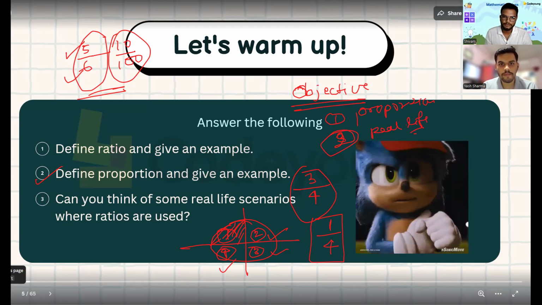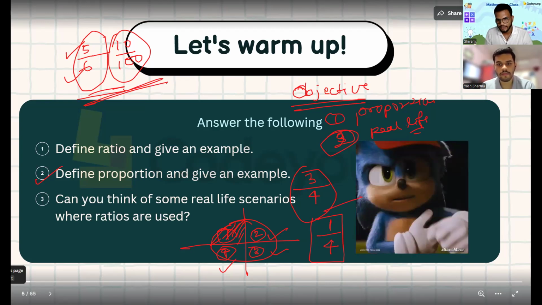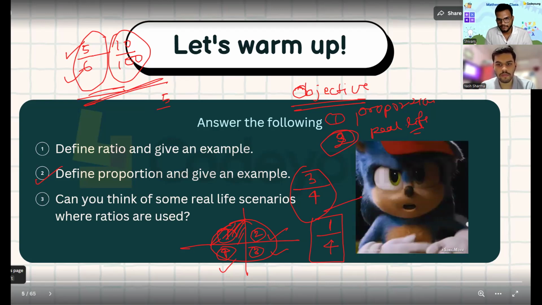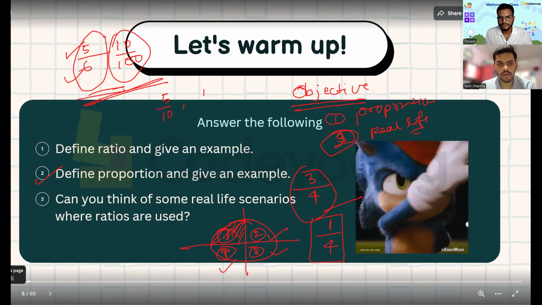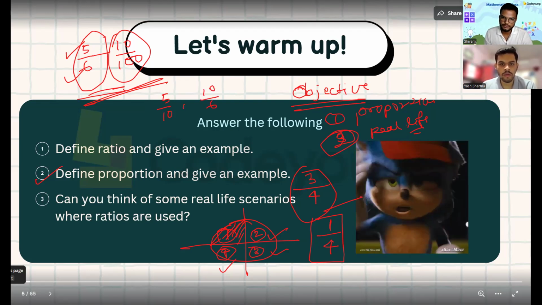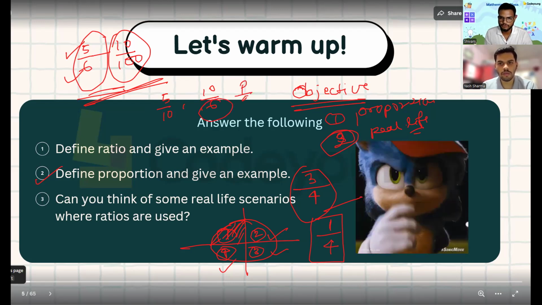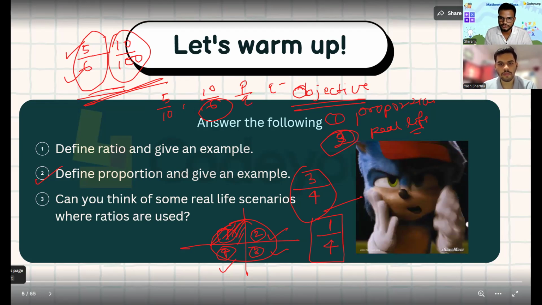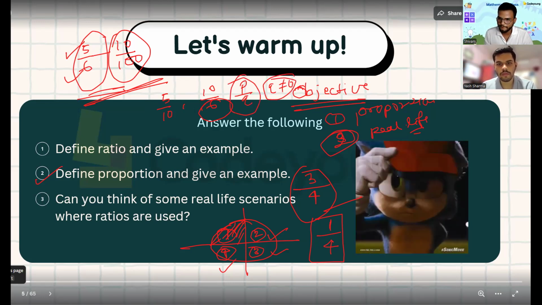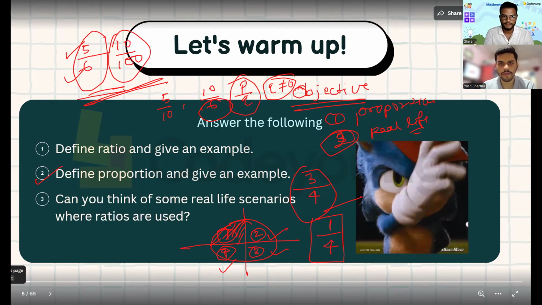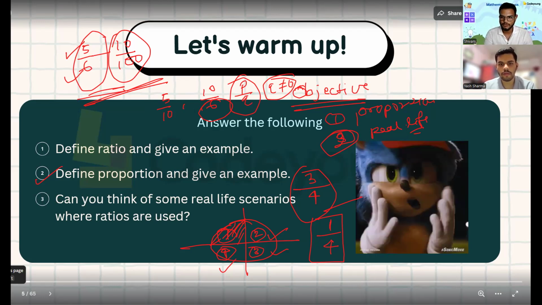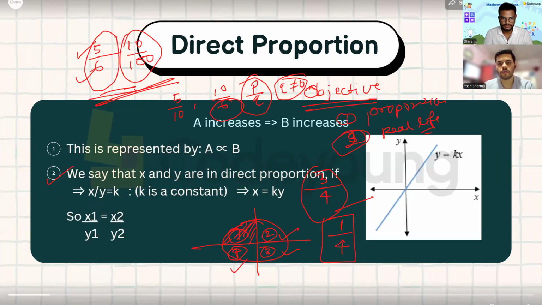As you have seen, ratios are like this. It can be like 5 by 10, it can be 10 by 6. The constraint is that the denominator should not be equal to 0. If P by Q is the form, Q should not be equal to 0. Then you will say it is a ratio. Okay, all right, let's move on to the next topic, that is proportion. First we have to understand what proportion is. After that, we are going to understand its types.